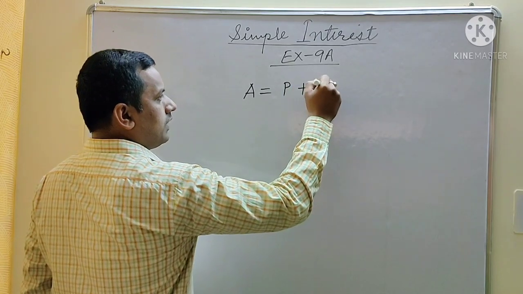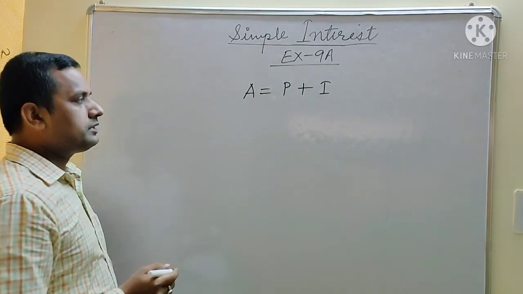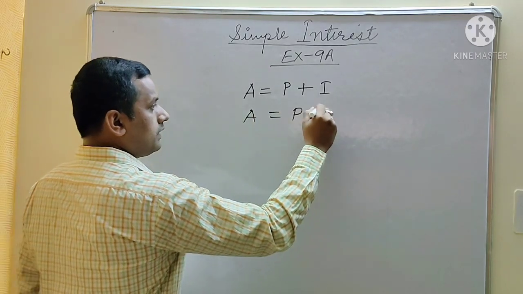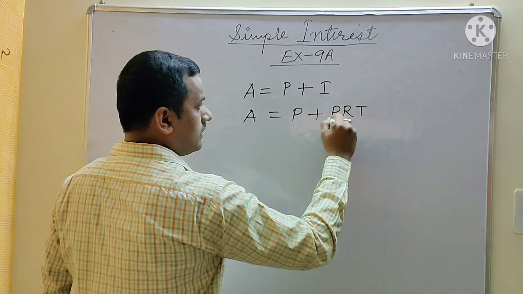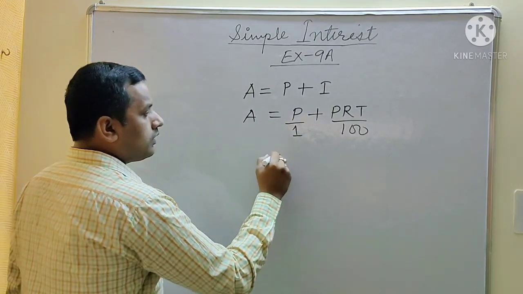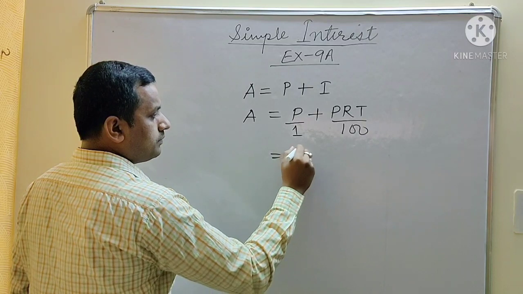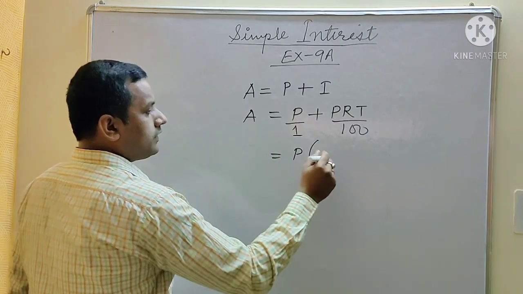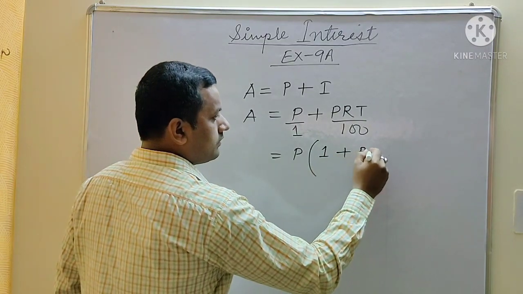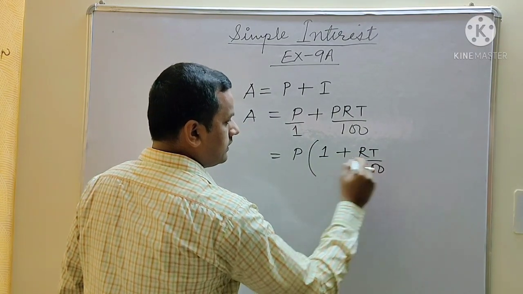Now before I start, I just want to give you one more relation between amount and principal. As we know, amount is equal to sum of the principal and interest. Amount is equal to P plus PRT by 100. We can write it as P by 1 plus PRT by 100. Here the denominator is 1. Now taking P common from both the terms, from the first term we will be having 1 as remaining, and from the second one RT by 100.